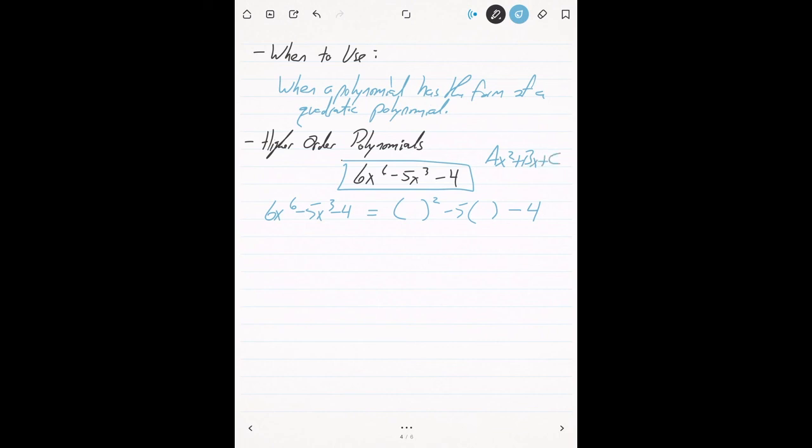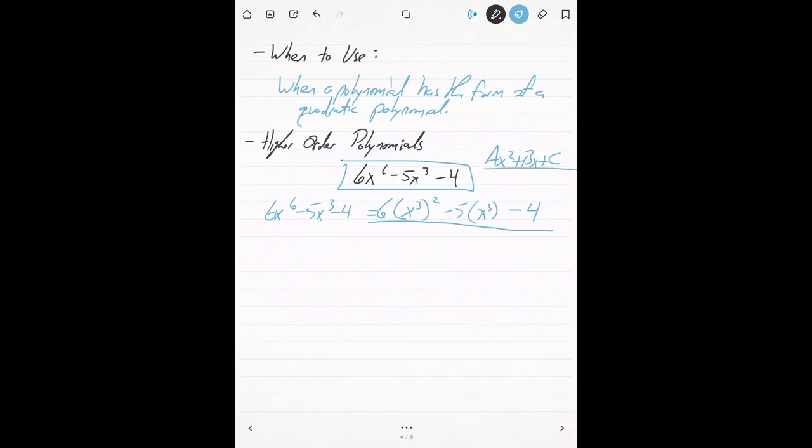What squared gets me 6x to the 6th? Well, 6 is going to have to be on the outside. But what squared gets me x to the 6th? That's the problem. So let's take x cubed. x cubed squared is x to the 6th. And then I can have that quantity by itself right here, and then the number. So this situation fits the form of a quadratic.